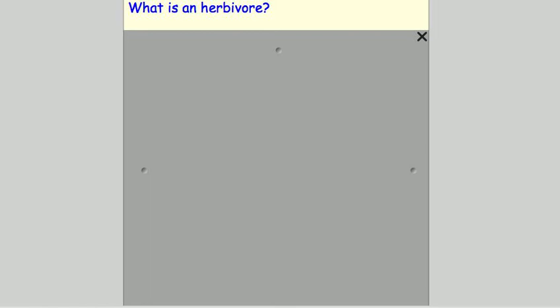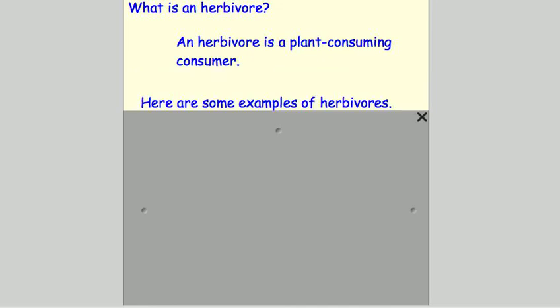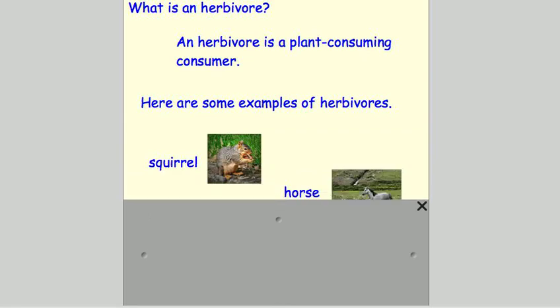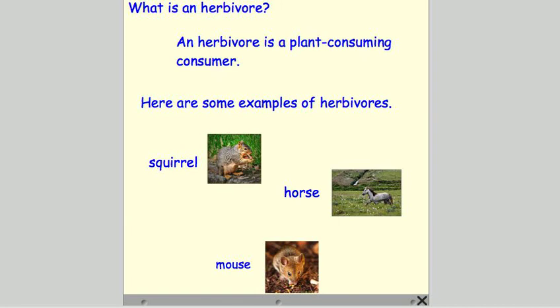What is a herbivore? A herbivore is a plant-consuming consumer. Here are some examples of herbivores: the squirrel, the horse, the mouse.